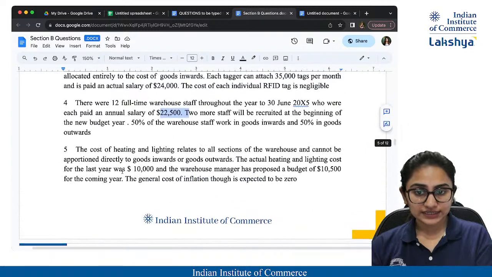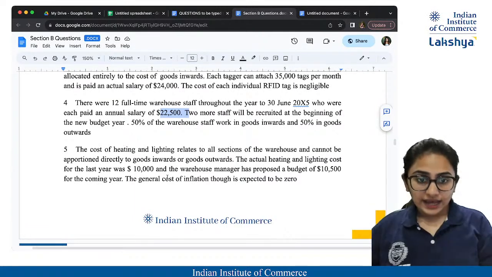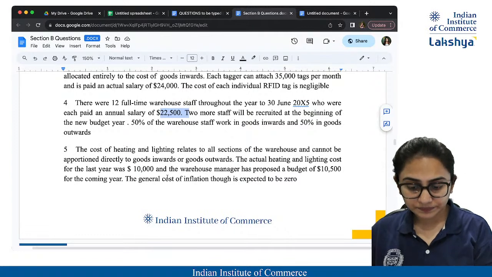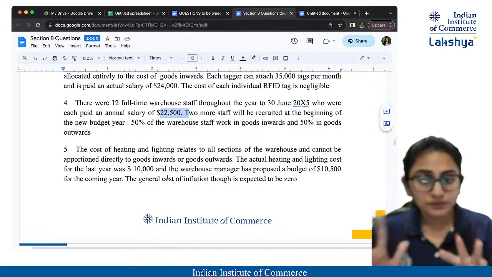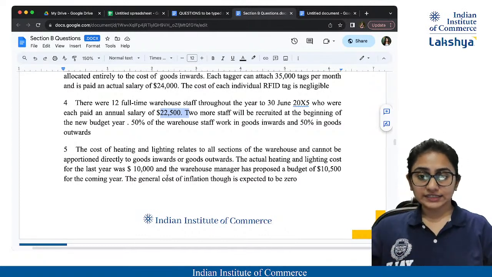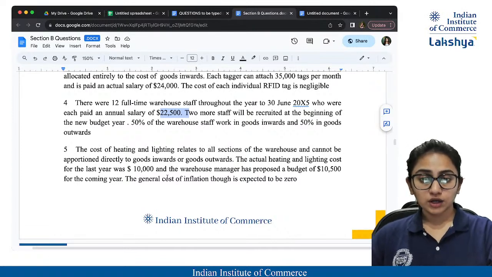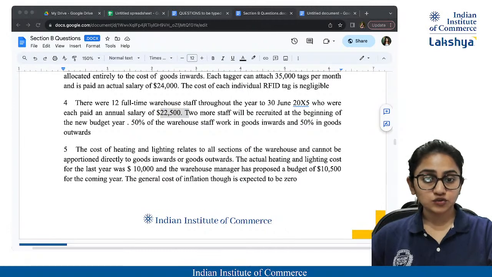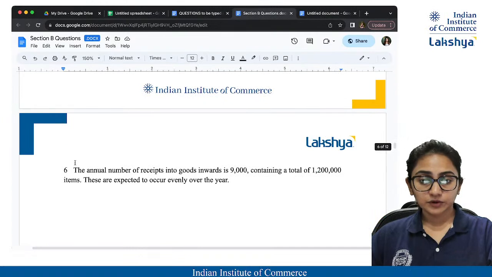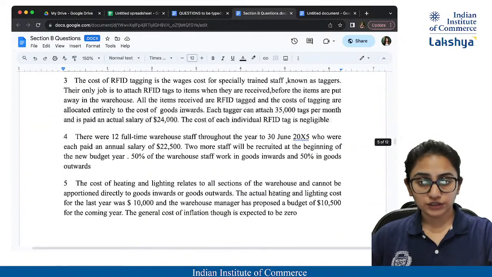So what is given about heating and lighting? The cost of heating and lighting relates to all sections of the warehouse and cannot be apportioned directly to goods inward or outward. The actual heating and lighting cost for the year was 10,000 and the warehouse manager has proposed a budget of 10,500 for the coming year. The general cost inflation is expected to be 0. And last point, the annual number of receipts of goods inwards is 9,000 containing a total of 12 lakh items. These are expected to occur evenly over the year.